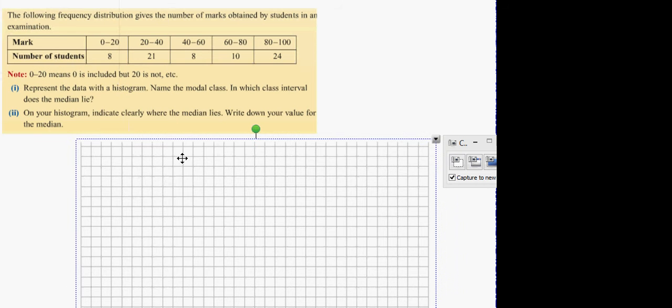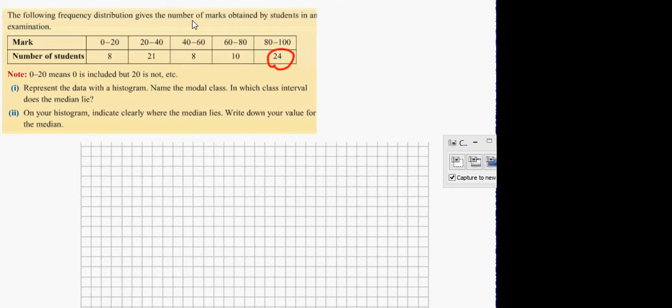First one: represent this data with a histogram, and name the modal class. I can name the modal class right away. It's 80 to 100, because 80 to 100 has the most people in it. The following frequency distribution gives the number of marks obtained by students in their examination. What you're going to notice is that the gap is always the same: 0 to 20 has a gap of 20, 20 to 40 a gap of 20, 80 to 100 a gap of 20.